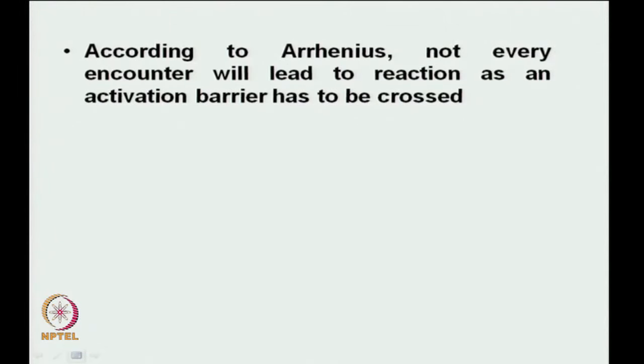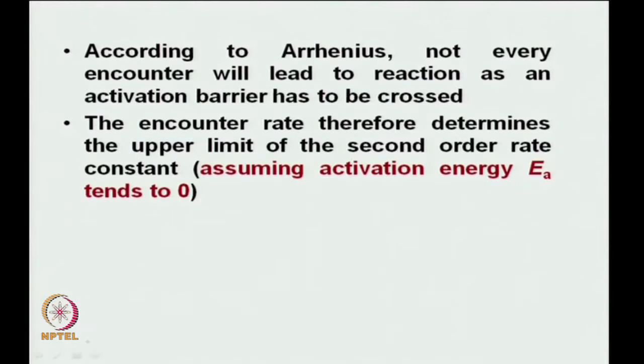Again, according to Arrhenius theory, not every encounter will lead to a successful collision. Successful collision, I mean that a successful reaction is going to happen, right. Because it is not just a collision, after collision you have to cross an activation barrier. So, the encounter rate therefore determines the upper limit of the second order rate constant, assuming activation energy to be 0. That means, what it assumes is once you have a collision, you are going to have a reaction, that was the assumption.